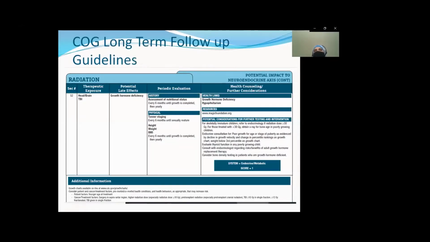And that was also stressed in the long-term follow-up guidelines by COG, where they recommend that any child who had received intracranial radiation or total body radiation should be assessed every 6 months for both growth and pubertal status, and children who have received higher doses of intracranial radiation should be sent to a pediatric endocrinologist earlier on.